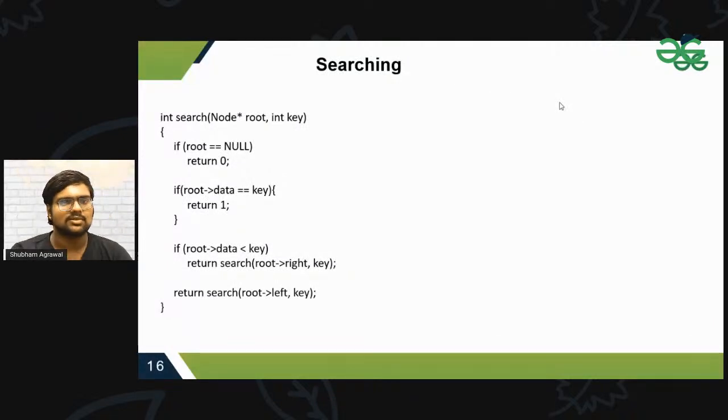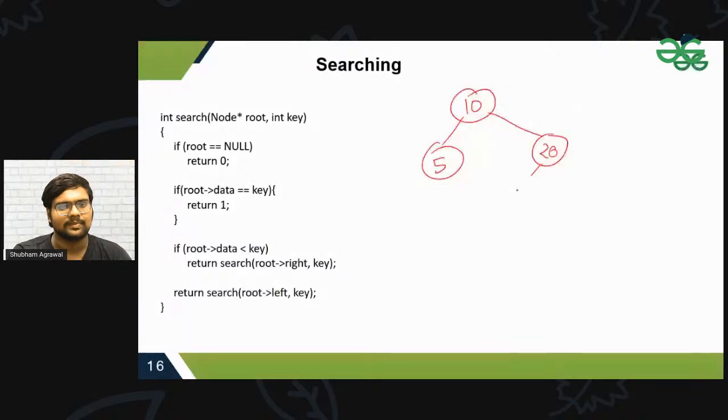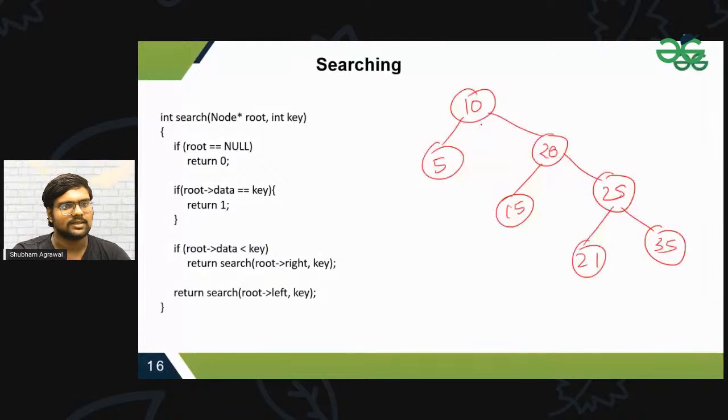Now let's see how we can search an element in a BST. Let's suppose we have a BST, and here some elements are there: 20, 15, 25, 35, and here 21 is there. It is a BST because each node in the left has lesser keys, so the values of the keys are less than the root node, and here all the values are greater, and this property is followed at each node.